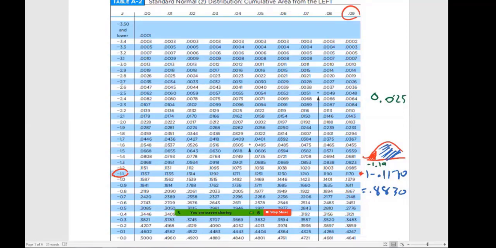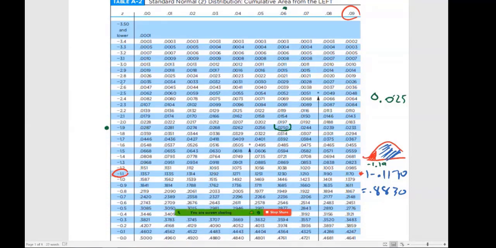So with that being the case, in the body, not the left column, not the top row, in the body, I'm looking for 0.025 or a number close to it. Okay, so let's see where we can find this. 0.025. Now let's do the reading. Negative 1.96. So if I'm reading the table, I would take the easy way out by using the symmetry. And I would read just 0.025, and it gives me negative 1.96.